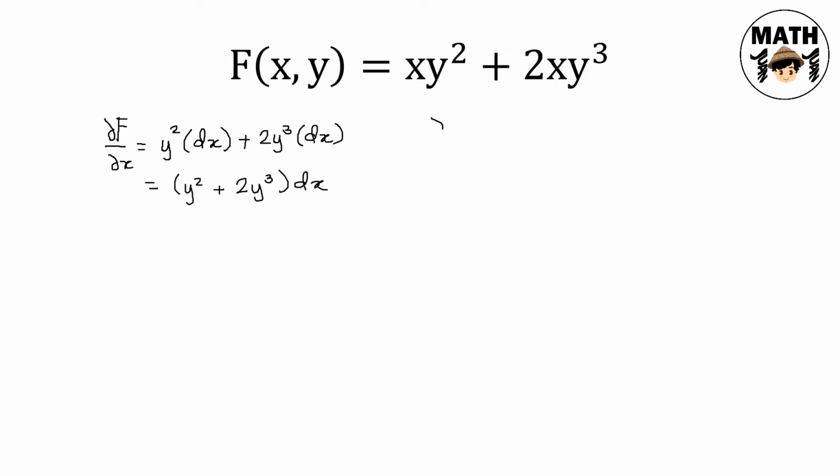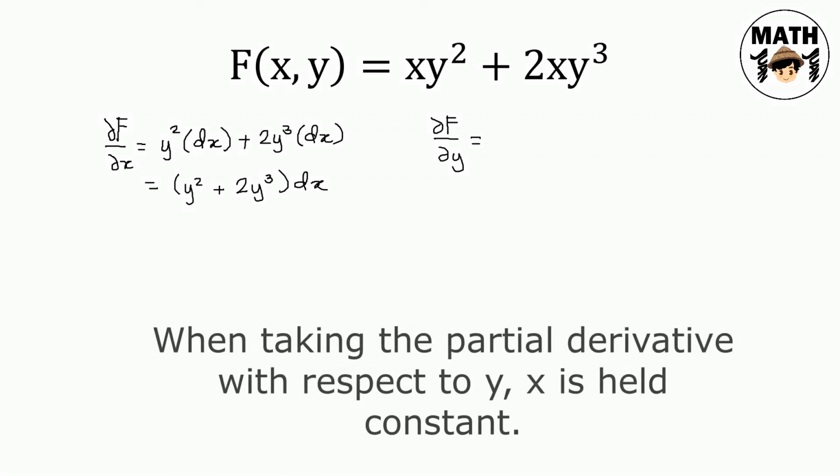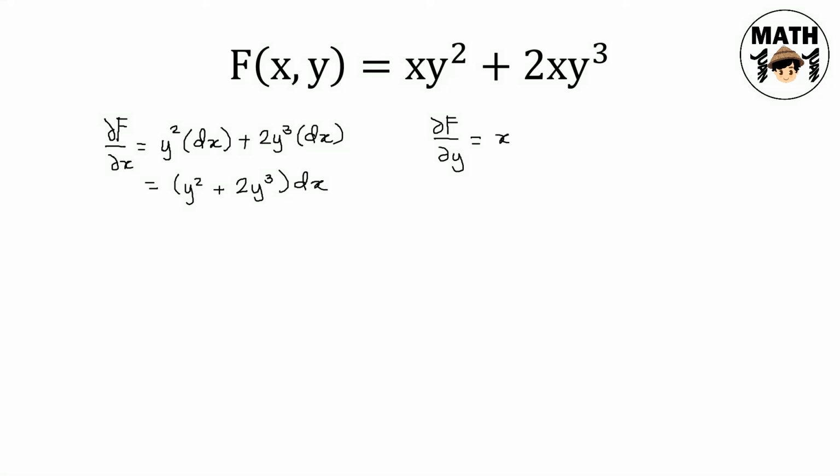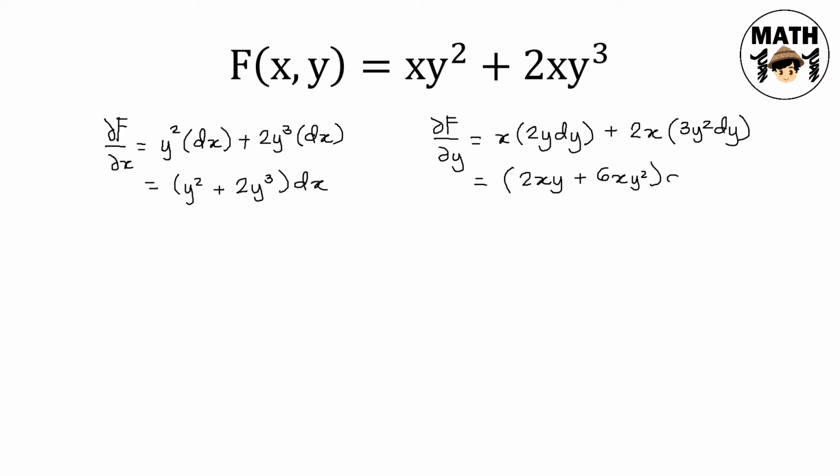Next, let's take the partial derivative of f with respect to the other variable, which is y. So, dahil ang differentiation ay with respect kay y, lahat ng x ay taken as constant. So, x is constant, derivative ng y squared is 2y dy, plus, for the second term, 2 constant, x is again held constant, derivative ng y cubed is 3y squared dy. Simplify lang natin to. So, we'll get (2xy plus, for the second term, 6xy squared) dy.